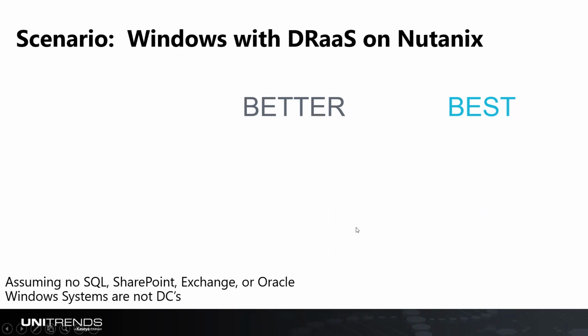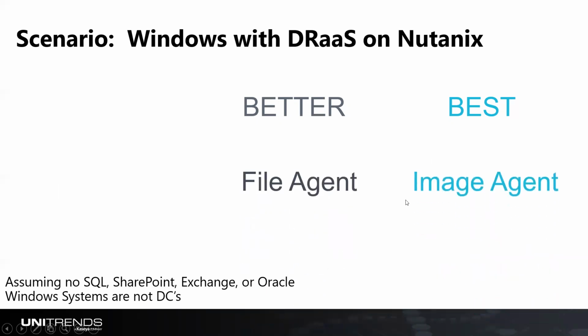If we move into a DRaaS situation with Nutanix hosted Windows VMs, we're going to start with the file agent and then bring into focus the image agent as the best option, keeping in mind that VM level backups for Nutanix are not supported in the Unitrends Cloud for DRaaS.